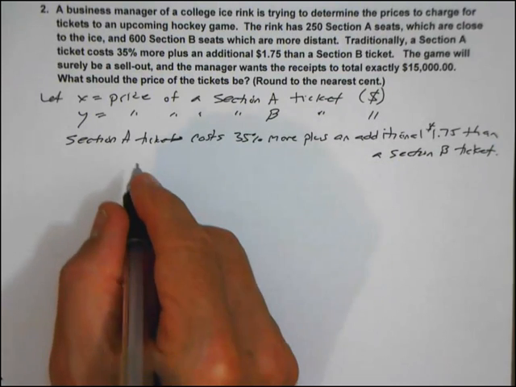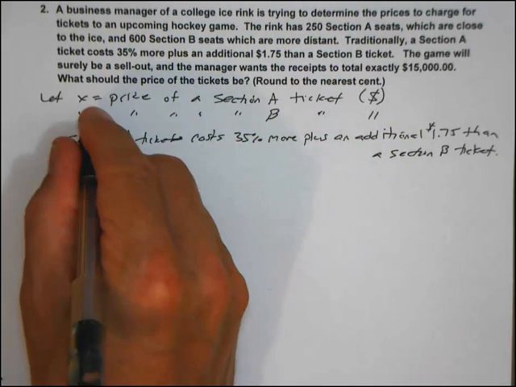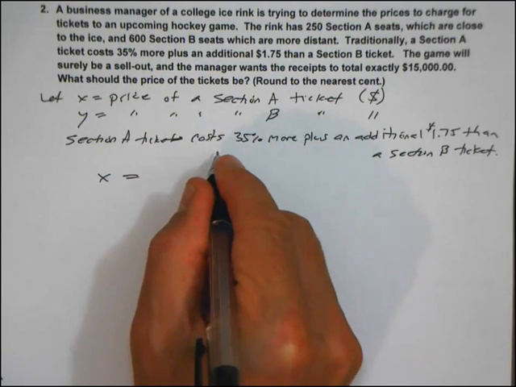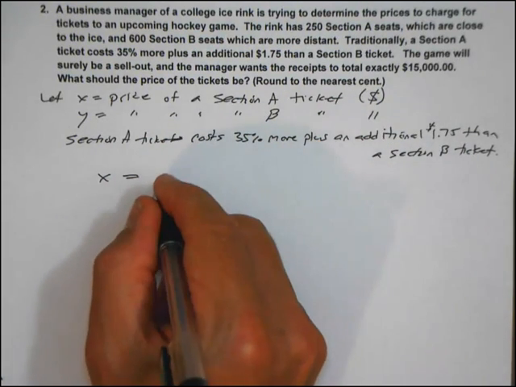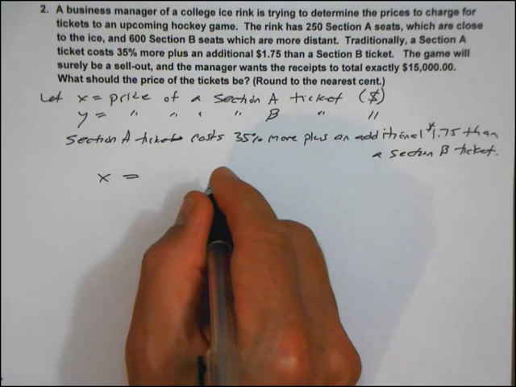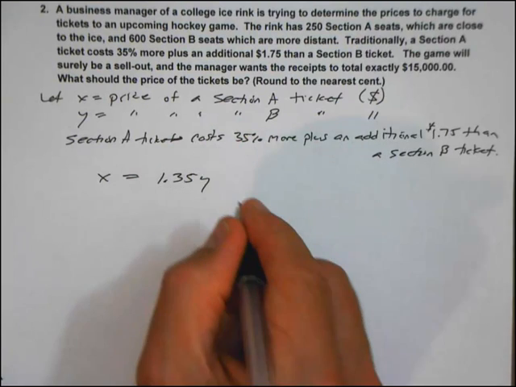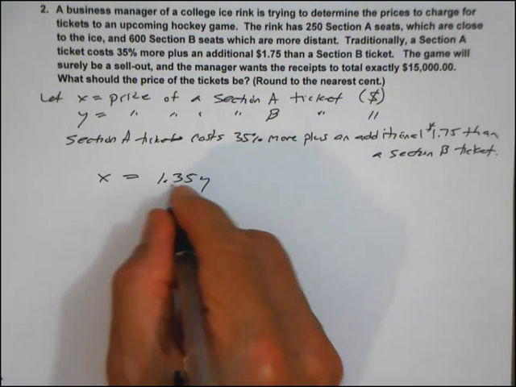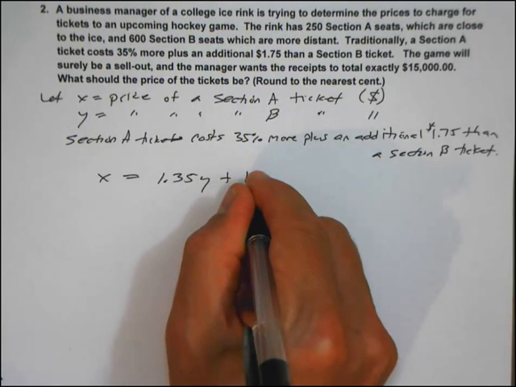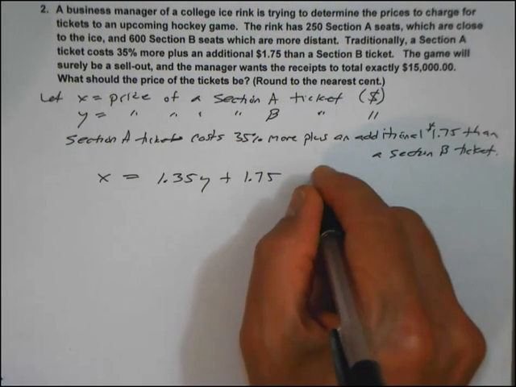Okay, let's see then. The ticket we want to make expensive is the Section A ticket. Its price is X. Now we need that to be not the same as Section B, not equal to Y. It needs to be 35% more. So it would be 1 plus 0.35 times Y, or put it together, 1.35Y. That gives us 35% more than Y. And now there's an additional $1.75, so plus 1.75. Okay, well there's something. Call that our equation 1.